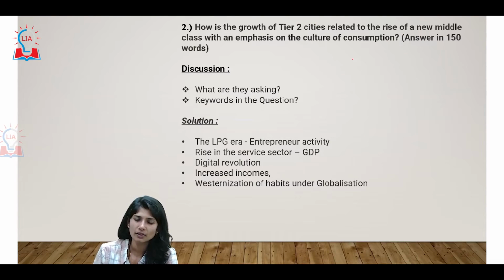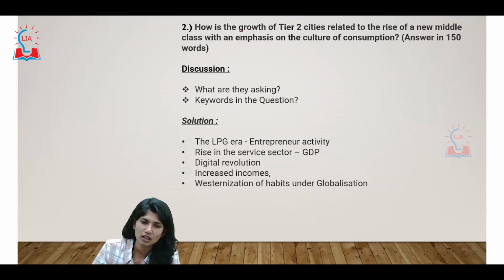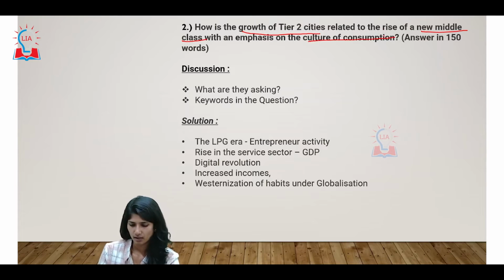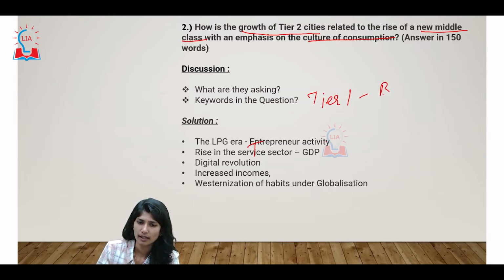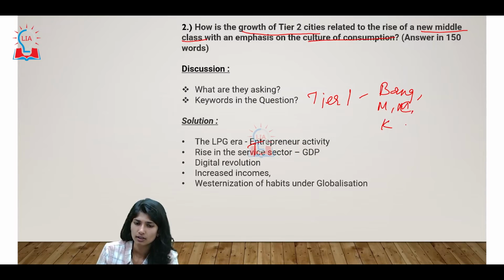How is the growth of Tier 2 cities related to the rise of a new middle class, with an emphasis on the culture of consumption? What are the keywords here? Growth of Tier 2 cities, new middle class, culture of consumption. Now we know Tier 1 cities: your Bangalore, Mumbai, Madras, or basically Chennai, Kolkata, Delhi, etc. All these cities are Tier 1 cities, which means they are overpopulated.